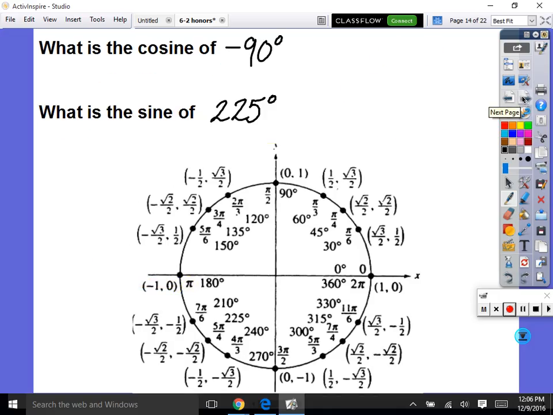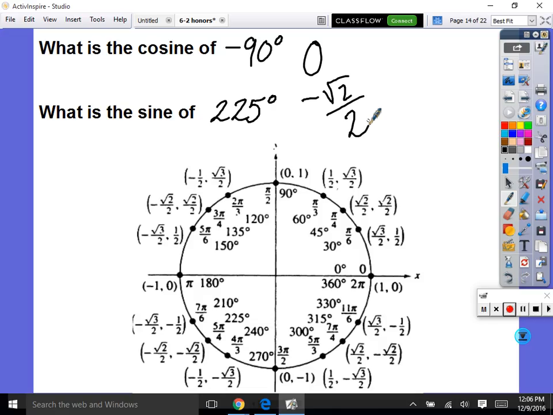Okay, so what's the cosine of negative 90 degrees? Good. Cosine of negative 90 degrees is 0. What is the sine of 225? Negative square root of 2 over 2. Is everybody seeing where those are? Pretty easy, right?